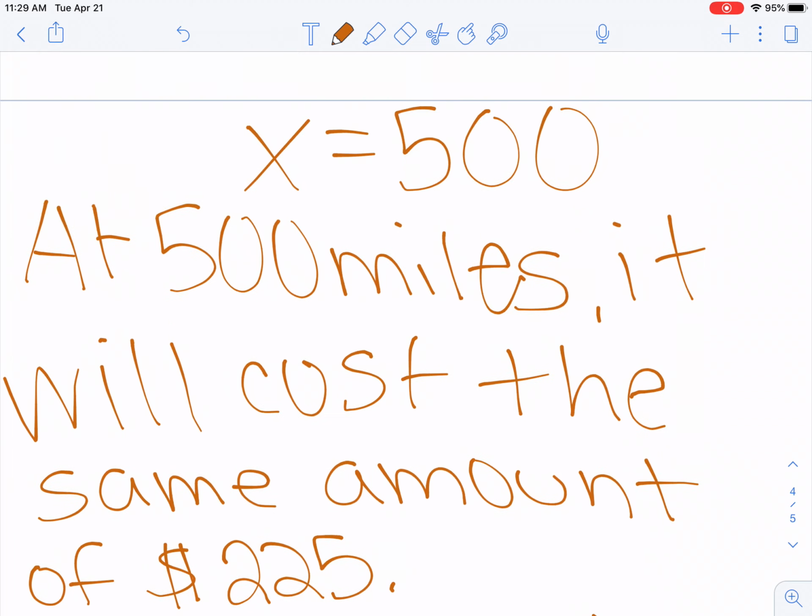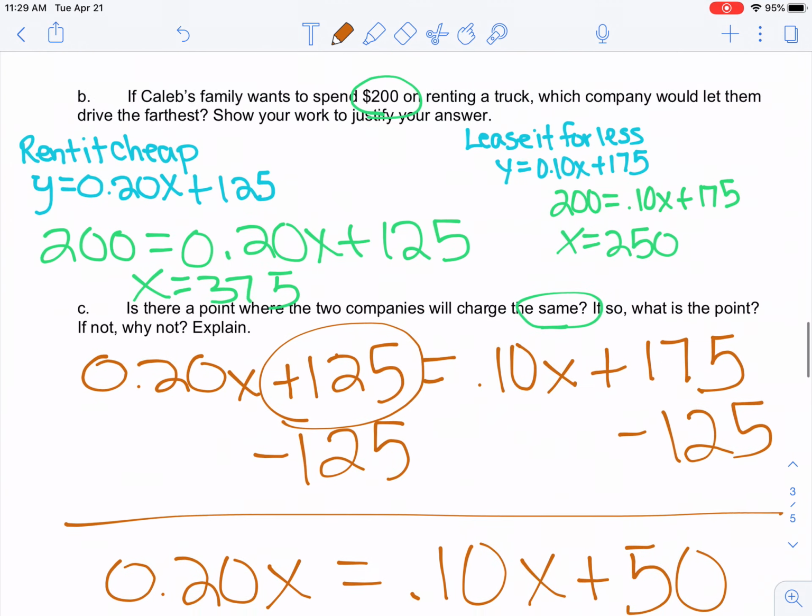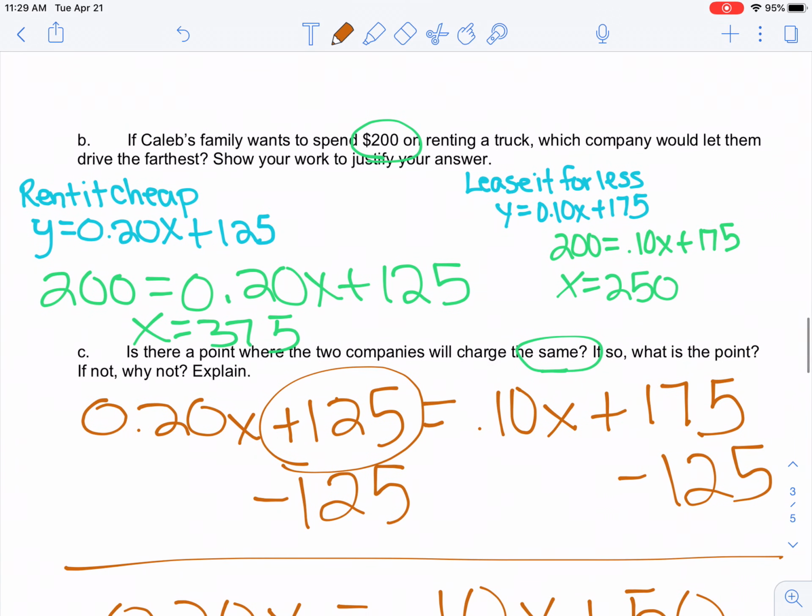Now you can always double check that amount. Our answer was 500 miles, so I could put that back in for Lease It for Less. I could do the 10 cents times 500 plus 175, and I still get 225. So it works out with both of them. I hope this helps.